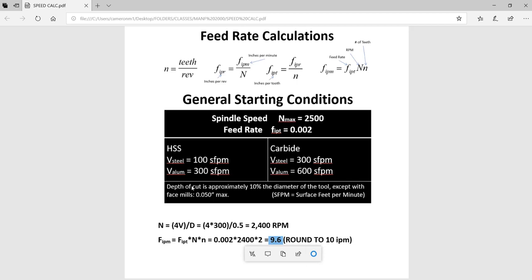Our depth of cut is typically 10% of the diameter of the tool, with the exception of face mills. So for our 1/2 inch cutter, we're cutting 50 thousandths max depth. If we're using a 1/4 inch end mill, something a little bit smaller, our max depth is going to be 25 thousandths. So we're going to be cutting at 9.6. We're going to round that up for calculations and for programming to 10 inches per minute. Typically, it's pretty safe to round up to the nearest whole number, and that's what we're going to be doing in our case.